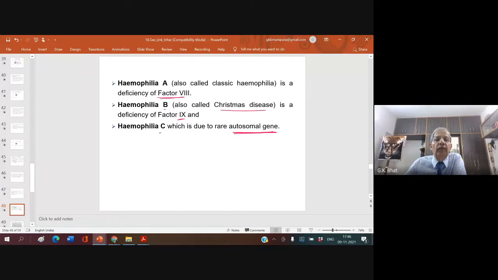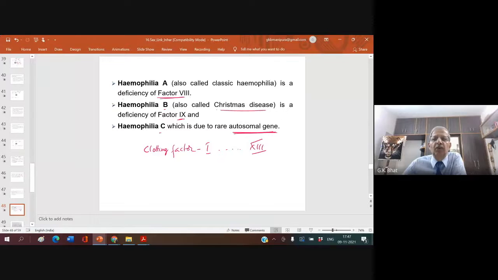Factor is clotting factor. There are 13 clotting factors. I will tell you about that when I take up the first year topic. Clotting factor 1, Roman letter 2, 3, 4, 5, like that there are 13 factors that are required for clotting of the blood. Understood? Who will answer my question? Why is it called Christmas disease?